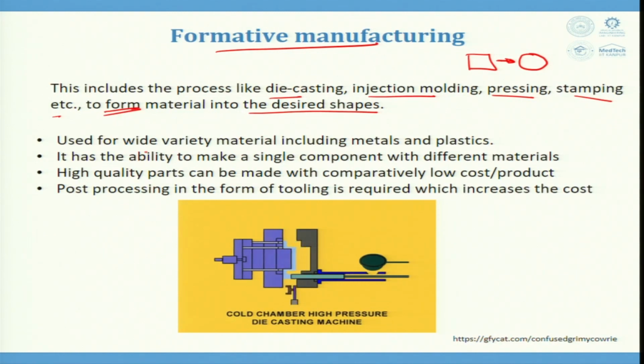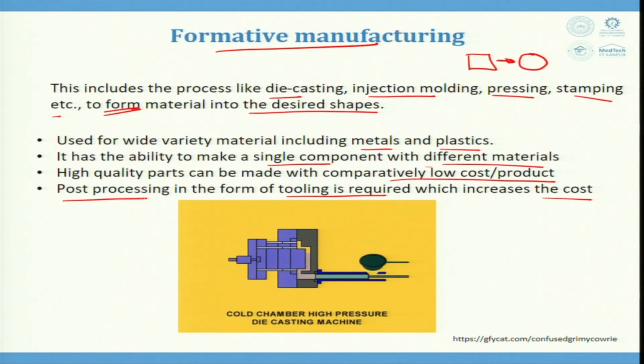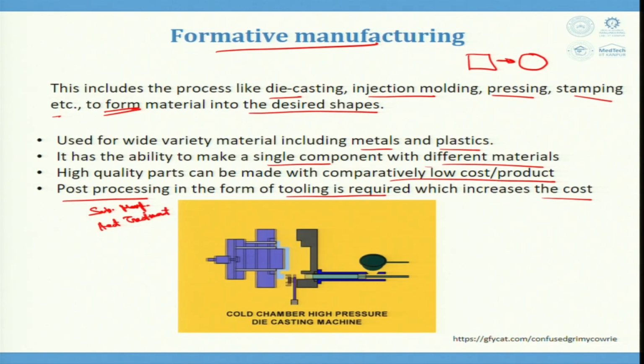It is used for a wide variety of materials including metals and plastics. It has the ability to make a single component with different materials. High quality parts can be made with comparatively low cost here. Post processing in the form of tooling is required, which increases the cost. That is, this post processing is again subtractive manufacturing only. It could be even heat treatment. So, this is formative manufacturing.